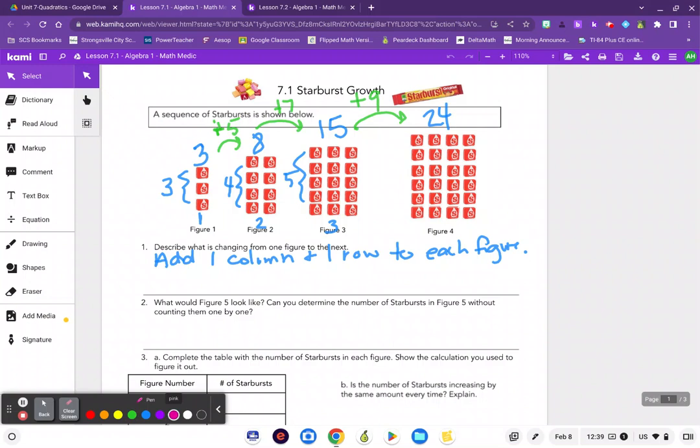But let's see, something that I do notice is that the difference between those two numbers, 5 and 7, the difference between my change is 2. And the difference between this change is also 2. So that feels kind of like a pattern to me. So I'm going to comment like, yeah, I'm increasing my number of starbursts, but the change in starburst goes up by 2.